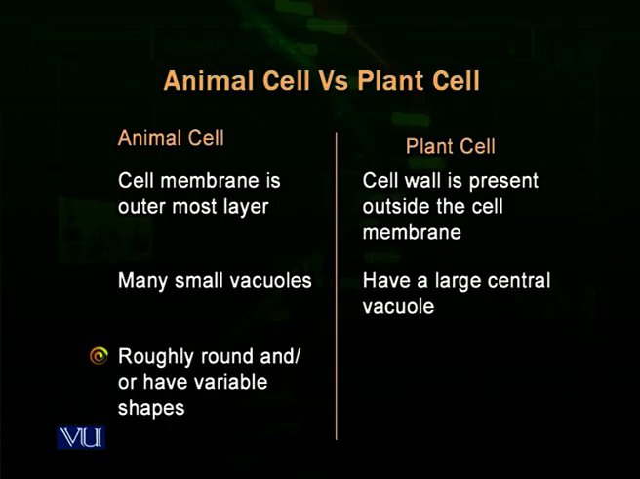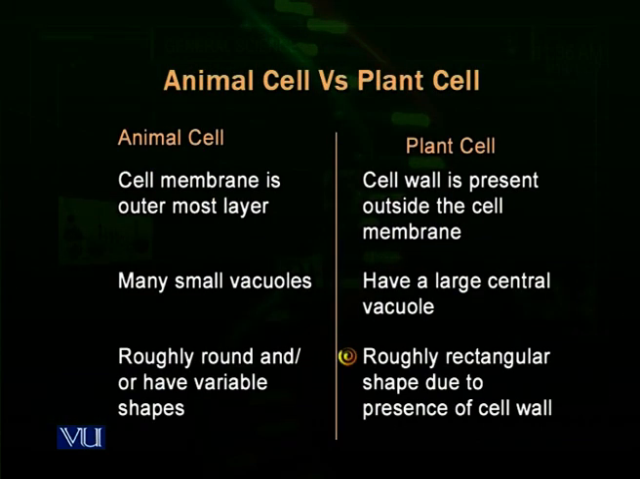For example, a nerve cell has a particular structure. A muscle cell has another type of structure. The cells of the stomach have a different type of structure. But the plant cell, due to the presence of the cell wall, has a roughly rectangular structure.